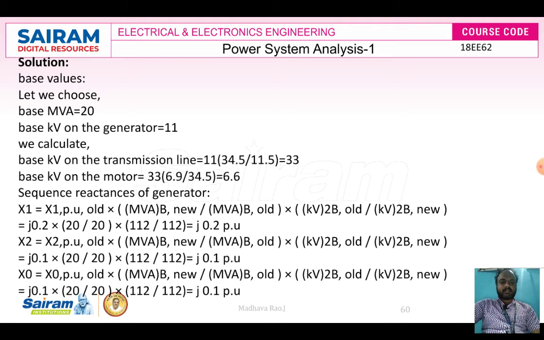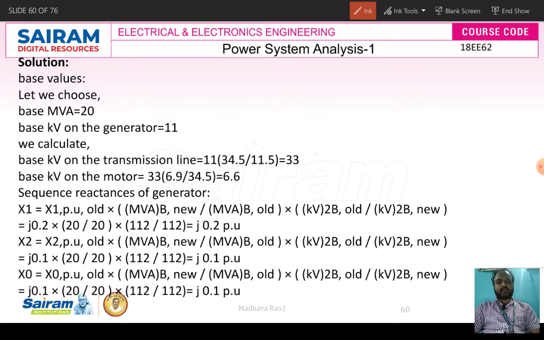According to the equation, base kV on the transmission line is equal to the low value into high value divided by low value. So the base value of the transmission line is equal to 33, and similarly the base value of the motor is equal to 6.6 kilovolts.